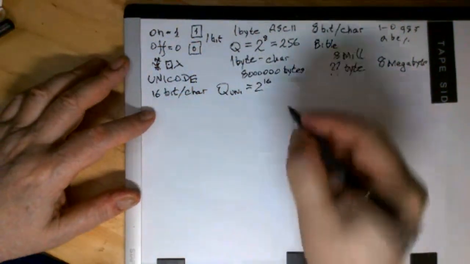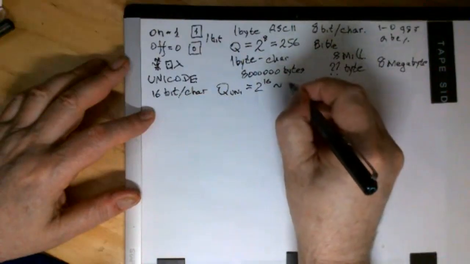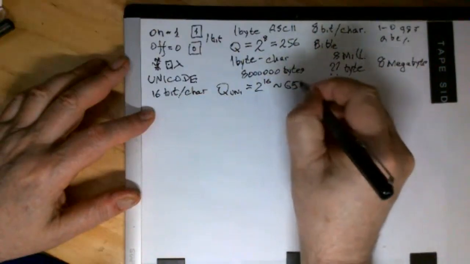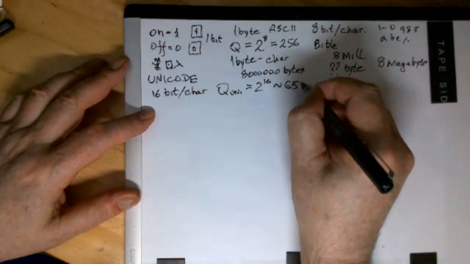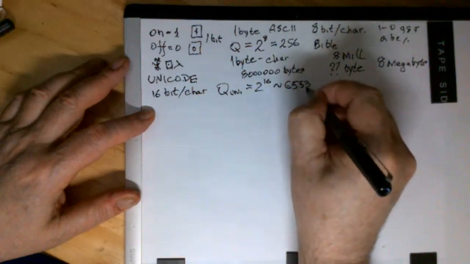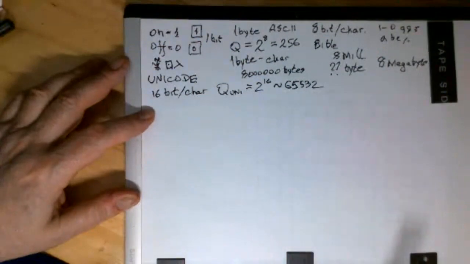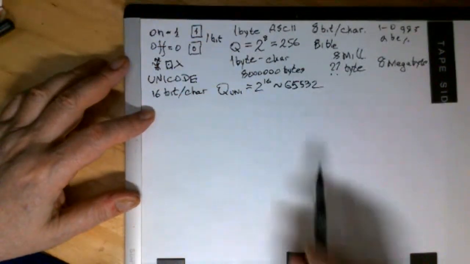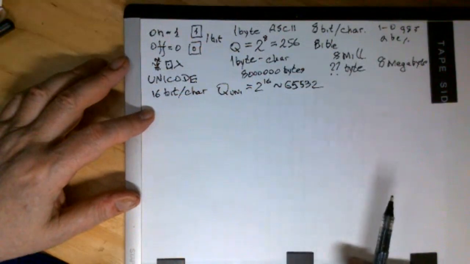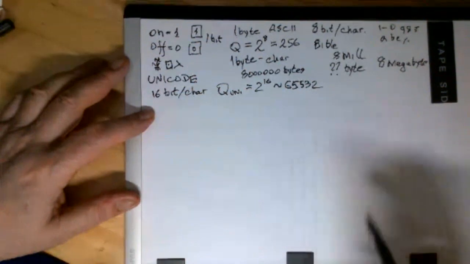2 to the power of 16, folks, I don't remember exactly, but this is approximately 65,532, something like this. It's not exact, but it's more than 65,000. Definitely, so we can place all languages in this code.